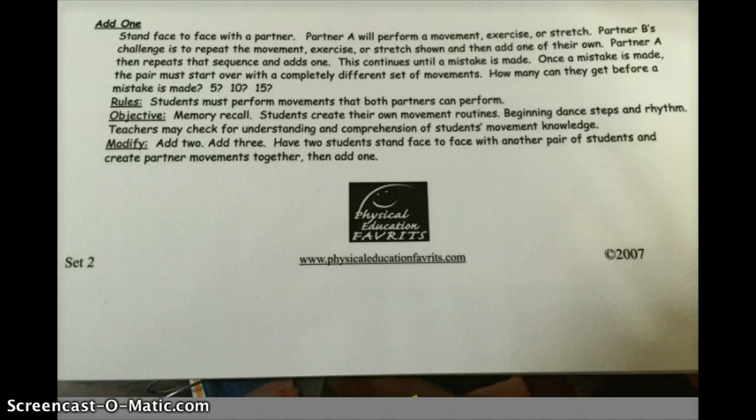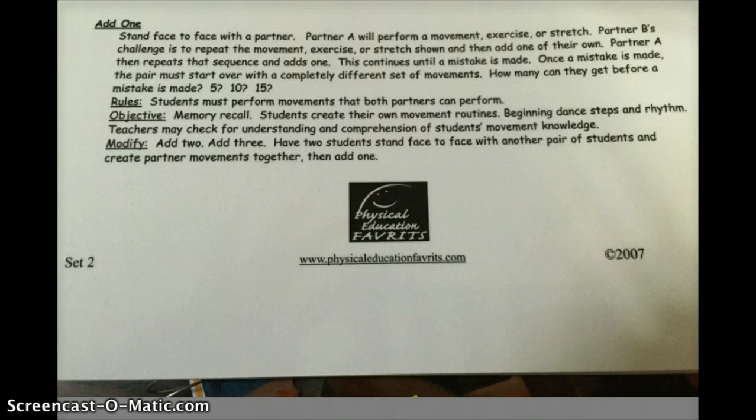It also applies to standard 2.2, which is improvise and select multiple possibilities to solve a given movement problem. For example, find 4 different ways to combine a turn, stretch, or jump. So these are different things that they could do also, and then have the next person mirror it.